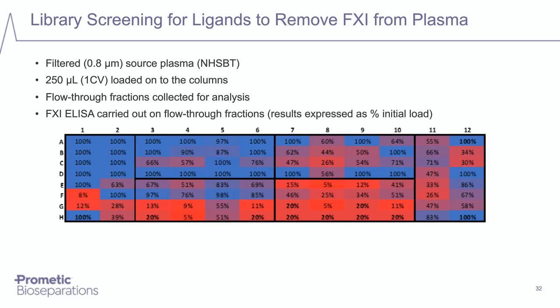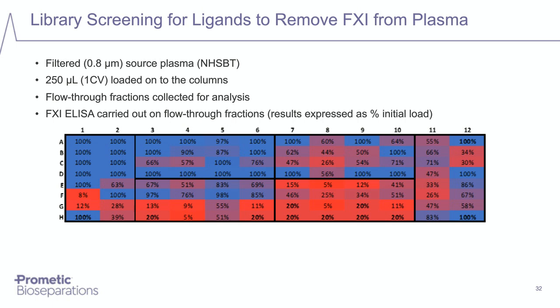Another example here is factor 11. This is a very real concern amongst plasma fractionators. There have been cases a few years ago of very large-scale product recalls of IVIG because of excessive activated factor 11 in the IVIG.